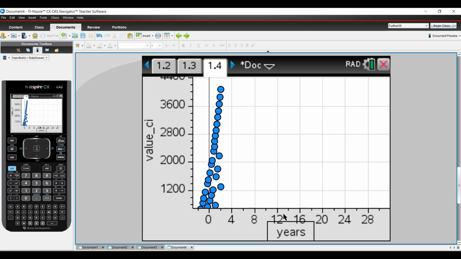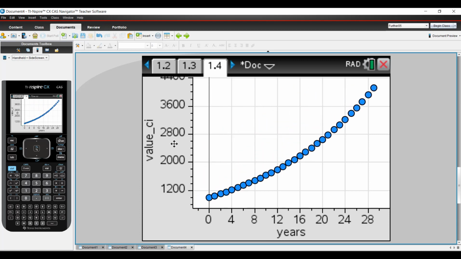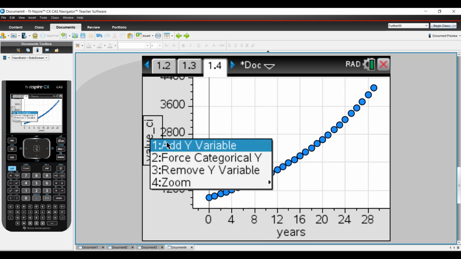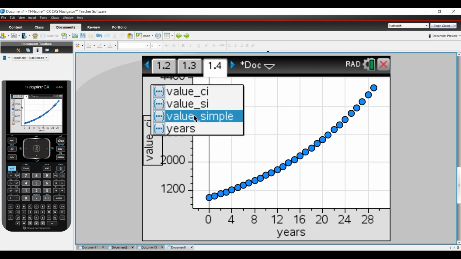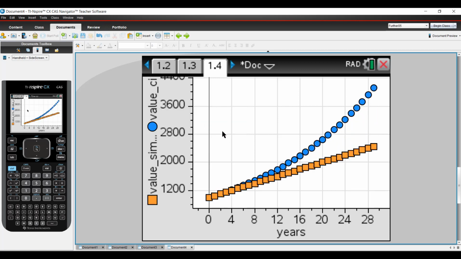Add to that the years. There's our gradient. And if we can, we want to also add another y variable for simple interest. This gives a good comparison.